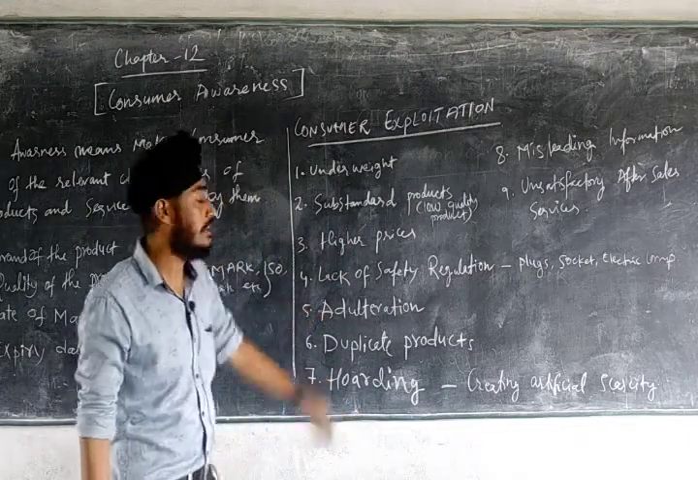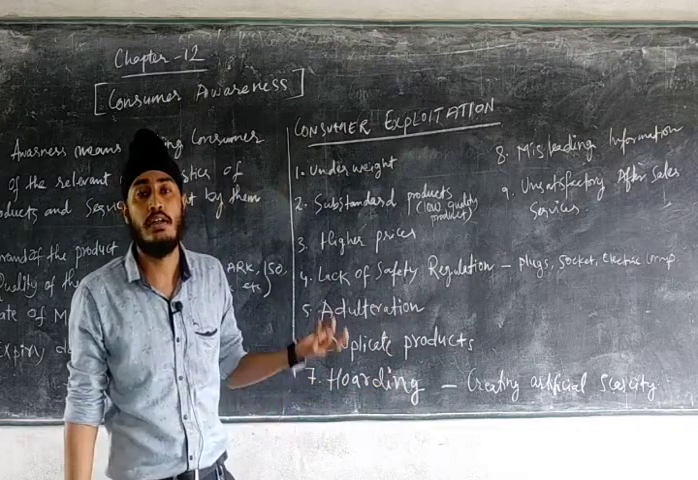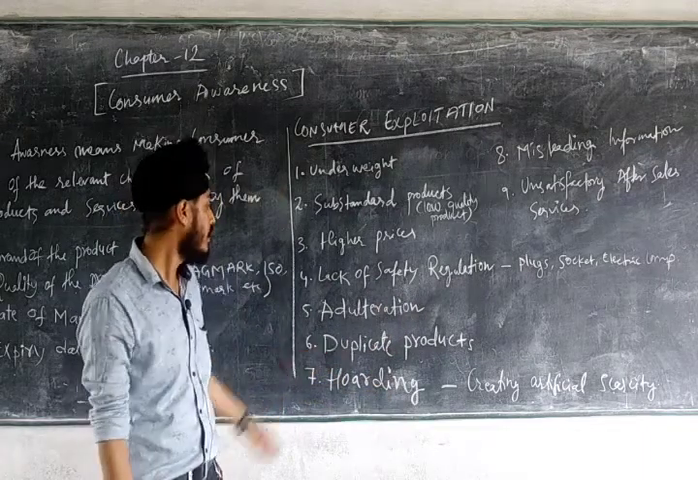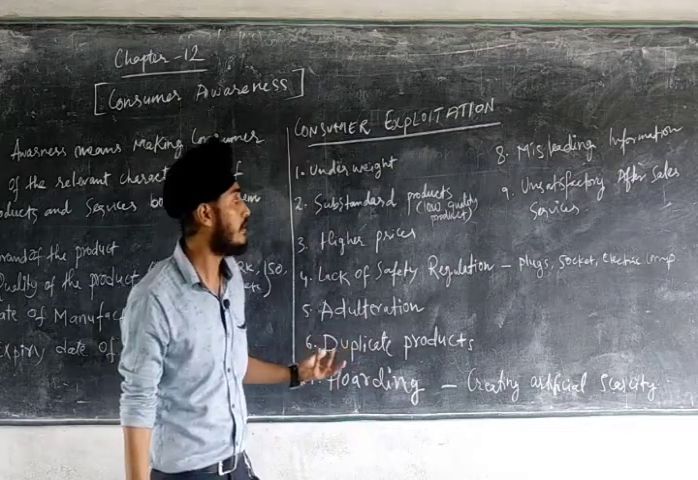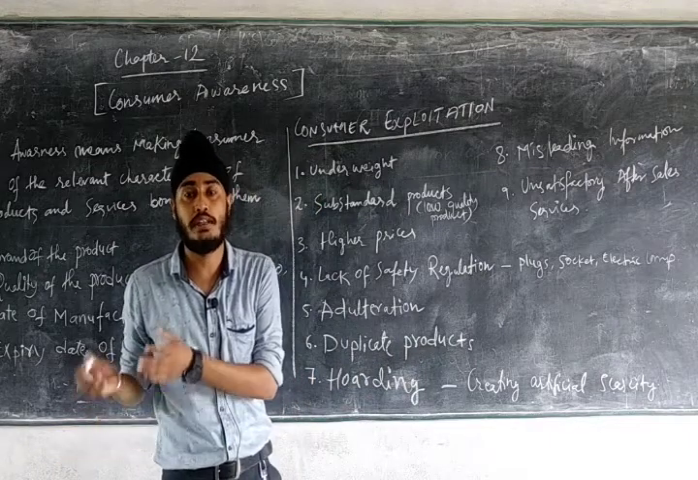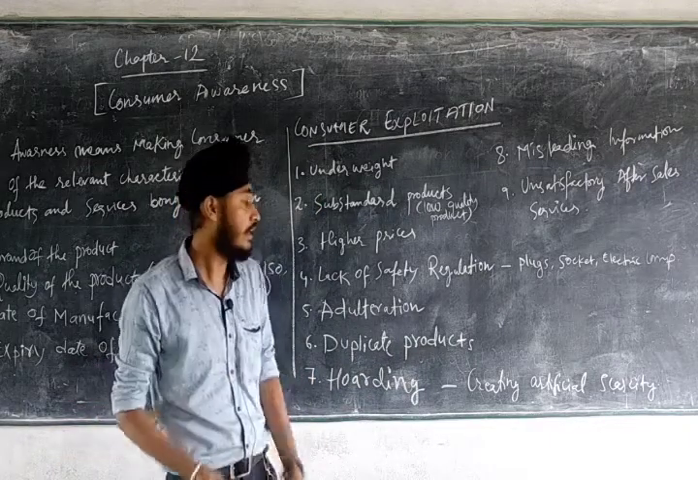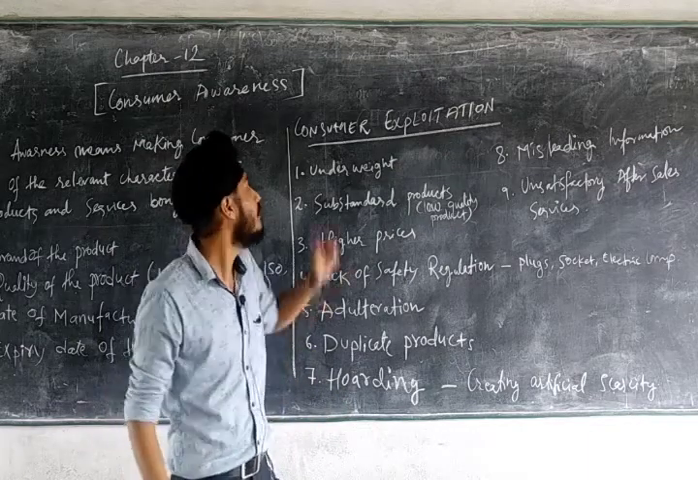Next one is adulteration. Adulteration means adding harmful substances to fruits, vegetables or other eatable products. Duplicate products. Hoarding means creating artificial scarcity of the product. Suppose a seller may say that it is out of stock, but actually it is not out of stock. It is an artificial scarcity which they are creating, that is misleading the consumer.